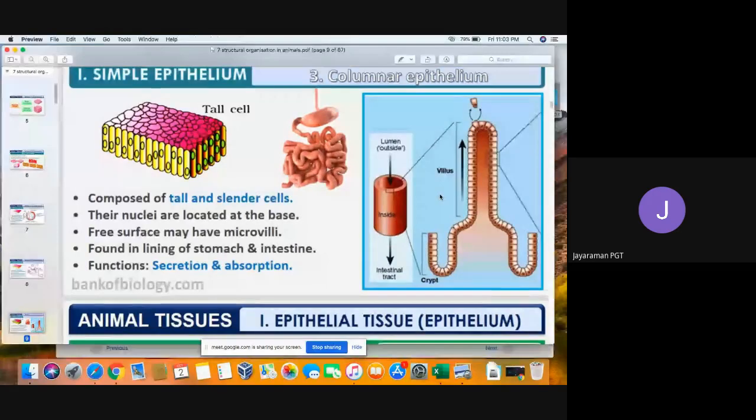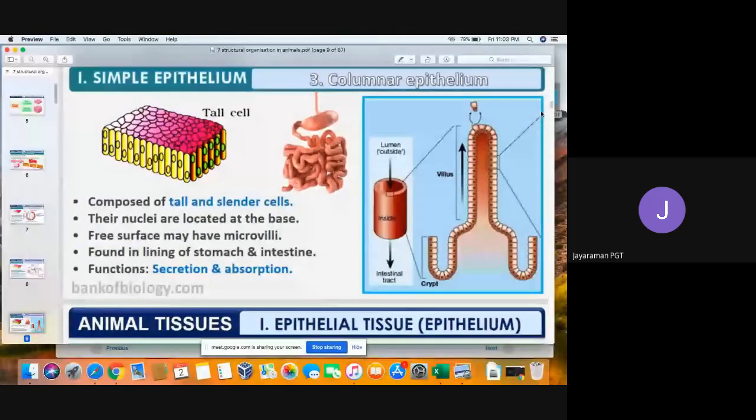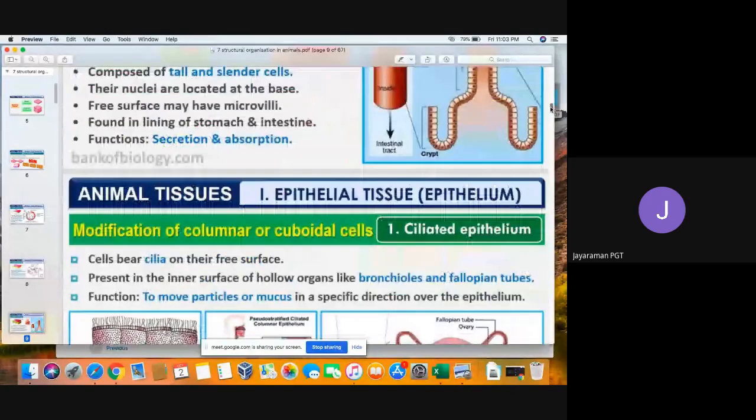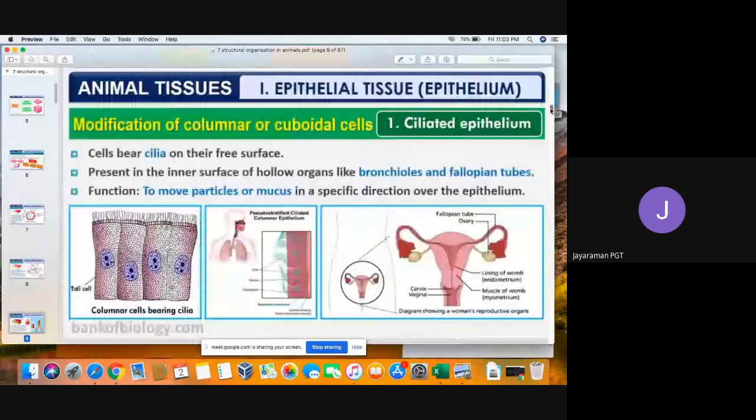So about the columnar epithelium: it is made of tall, slender cells. It is found in the lining of the wall of the stomach and intestine. It secretes and absorbs the food. That's it. Okay, so these are the three major types of epithelial cells we discussed.